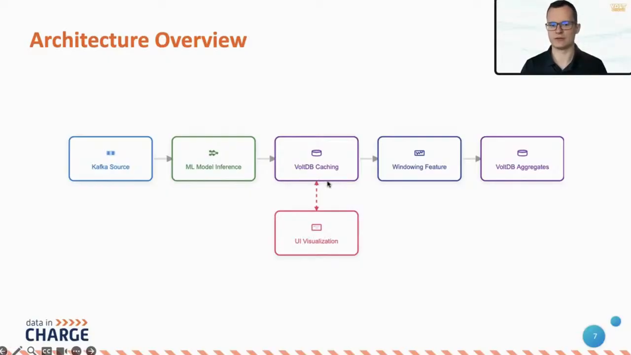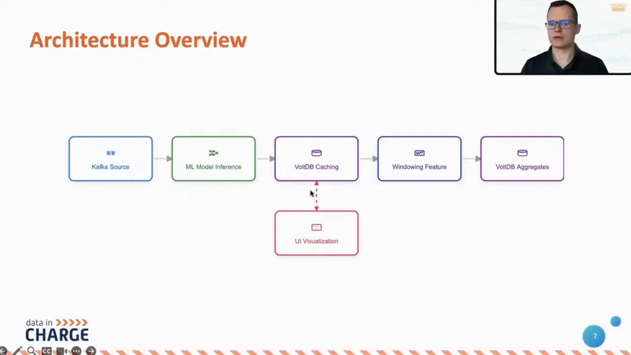So this is our VoltDB database, based on which we are using our UI visualization tool to show what is actually happening, what kind of attacks are there, and how many of them we have in the network. Then from the VoltDB cache, it is going into a windowing feature where we aggregate some more grouped information. So how many of each attack is there, and this is used later for a more statistical overview where we don't need the raw data anymore.